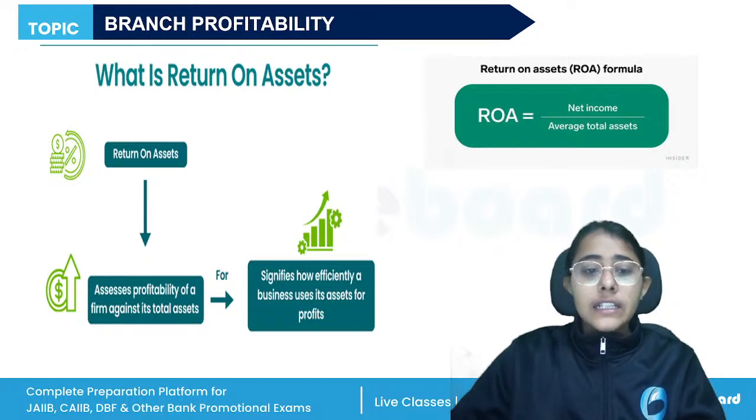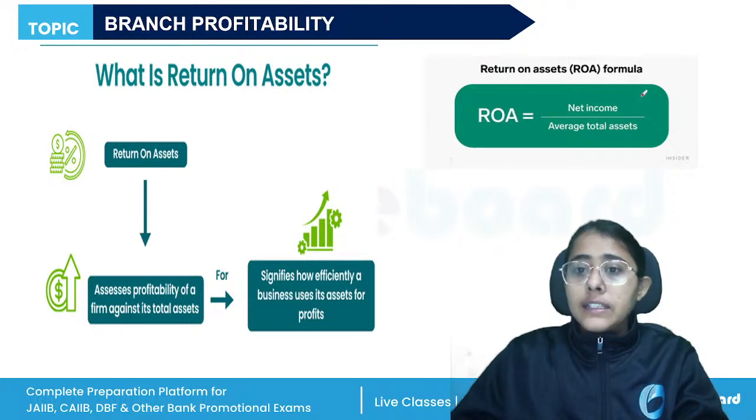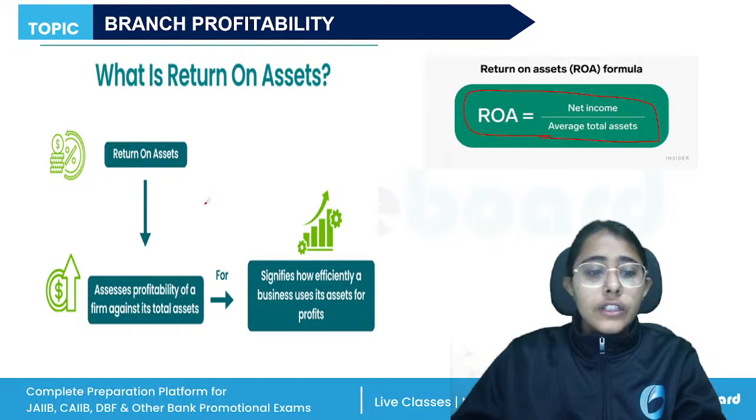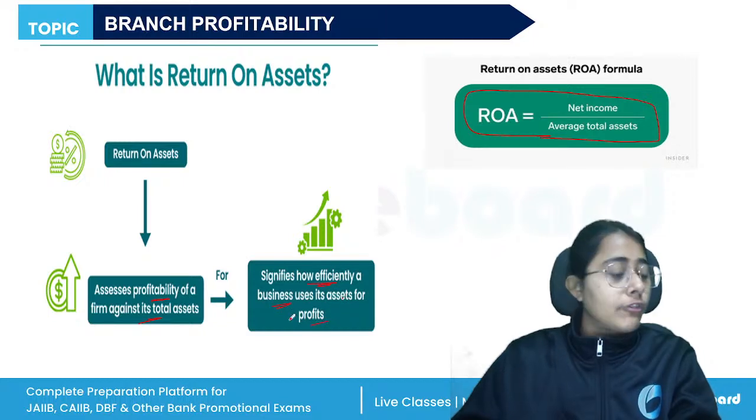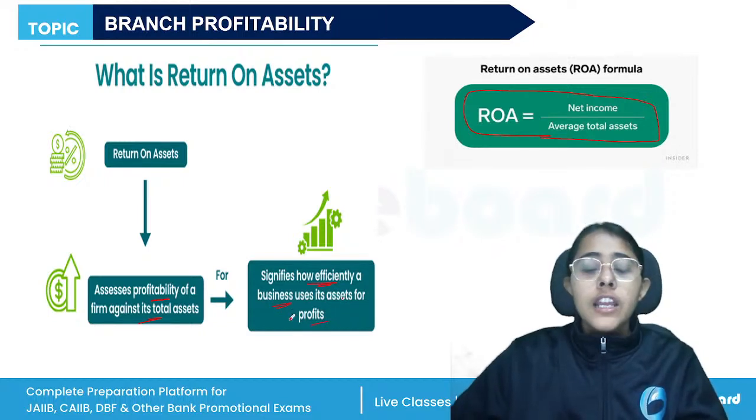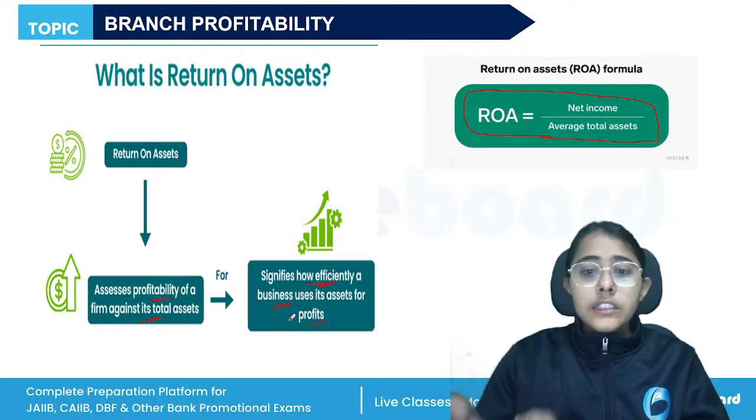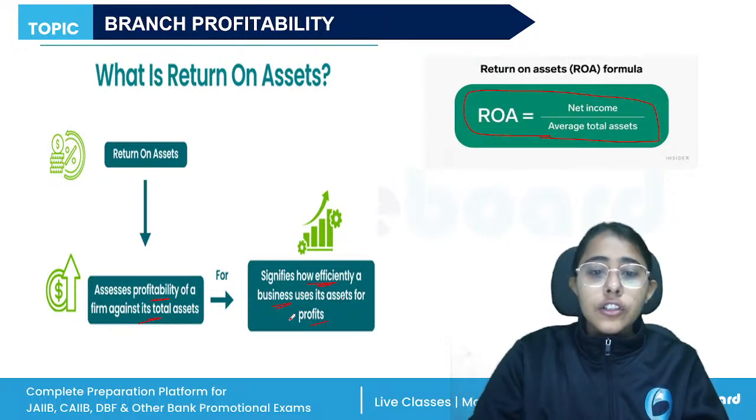Now, when we calculate the return on assets, there's a formula which is used, that is the net income divided by the average total assets of the bank. Return on assets assesses the profitability of a firm against its total assets, signifying how efficiently a business uses its assets for generating profits. So, there are certain components of the return on assets.